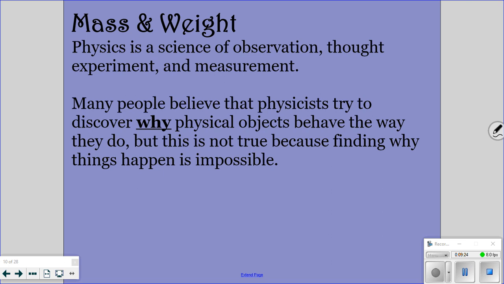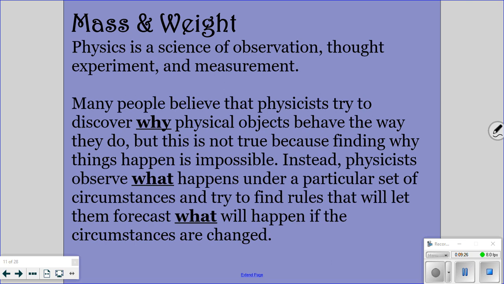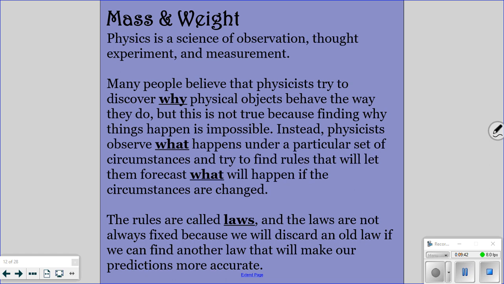Same thing with objects. They don't know. That's just what happened. Instead, physicists observe what happens under a set of circumstances, and then they try and find rules that'll let them forecast what will happen if the circumstances are changed. So they don't try and find out the why. They just try and make rules to help us know what's going to happen next time. And the rules can be called laws. And the laws are not always fixed, because sometimes we're going to throw out an old law if we can find another law that will make our predictions more accurate. So if it's a law, that doesn't mean that it's going to always be a law. It could get changed by something that helps us make it better.